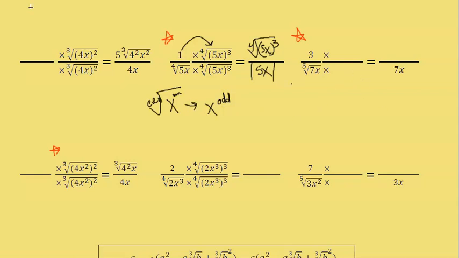Okay, let's look at the next one. So the conjugate of the 5th root of 7x would be the 5th root of 7x to the n minus 1, which would be 5 minus 1, 4th power. So 5th root of 7x to the 4th power. So if you multiply those together, it gives you 7x. Multiply the 3, and you just have 3 times the 5th root of 7x to the 4th power.